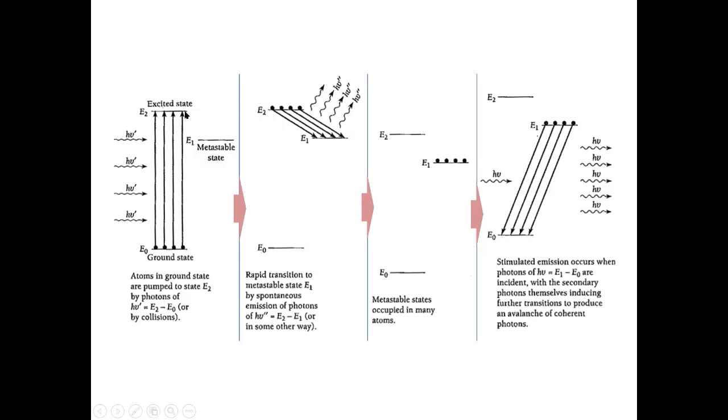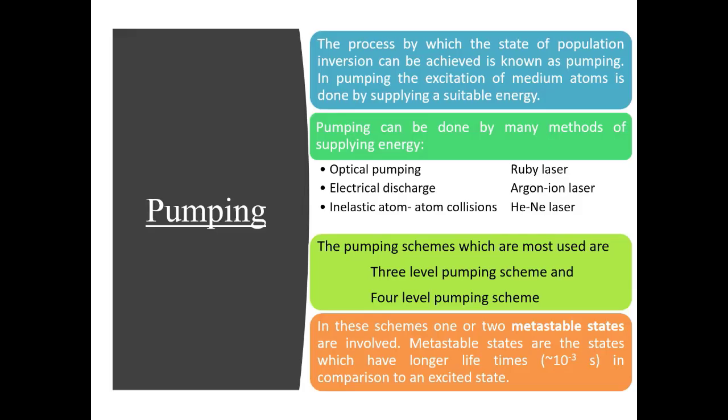In this, the first procedure of exciting the electrons from ground state to excited state is important, and this procedure is known as the pumping. We shall study pumping in more detail in next slides. The pumping is a process by which the population inversion can be achieved. In pumping, the excitation of medium atoms is done by supplying a suitable energy.